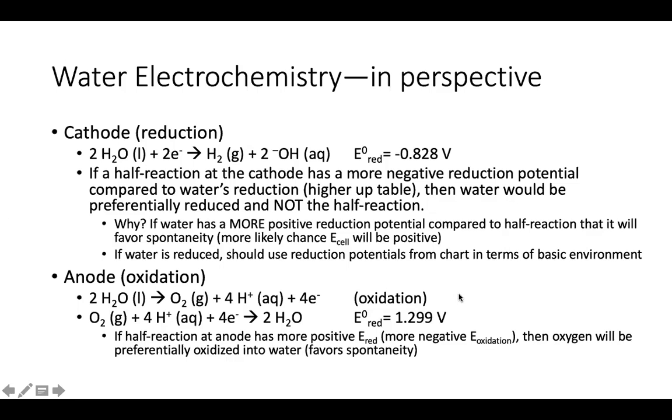Okay, but basically the whole idea of this is that at the anode or cathode, water will be preferentially reduced or oxidized if it gives the overall cell a greater chance at having a larger positive cell potential compared to the respective half reactions occurring at the cathode or anode.